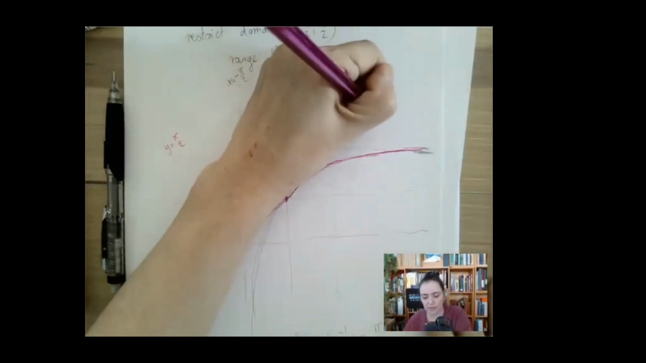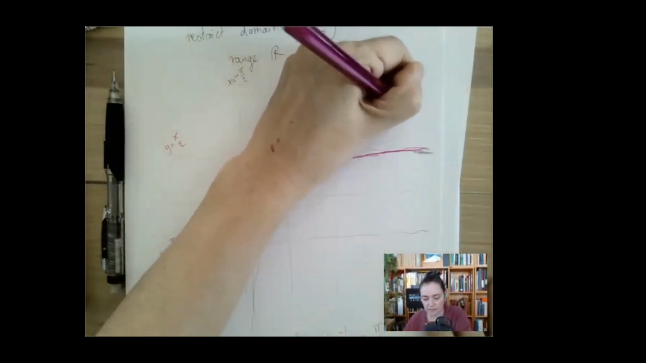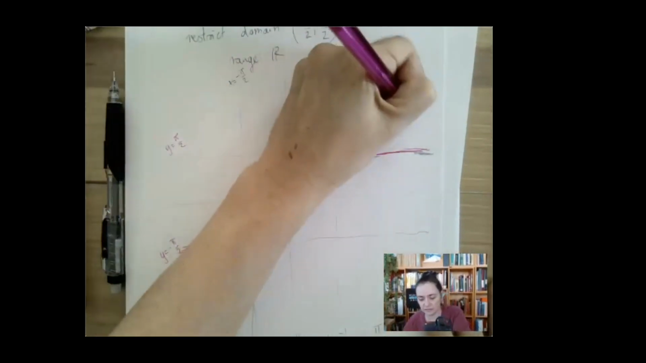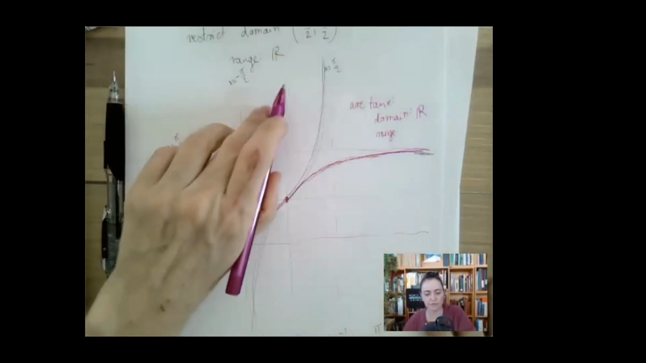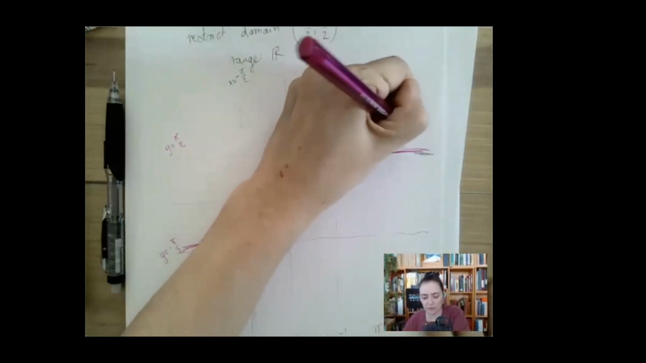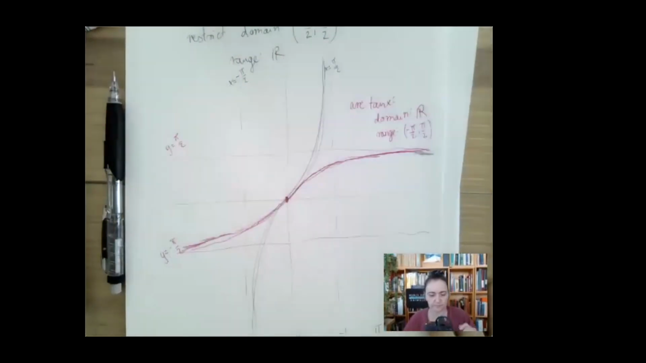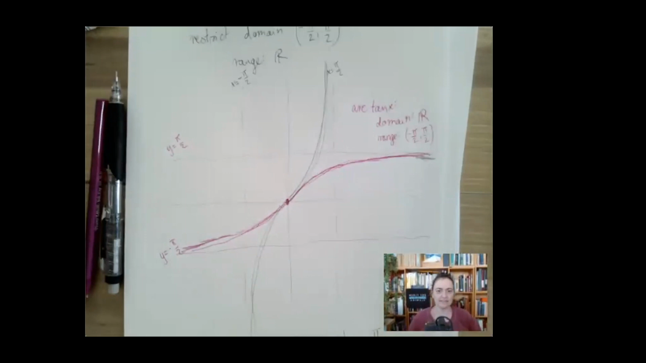Arctangent, the domain is, well, what was the range? Everything. And the range is what used to be the domain, minus pi over 2 to pi over 2, open interval. That's how you do that.